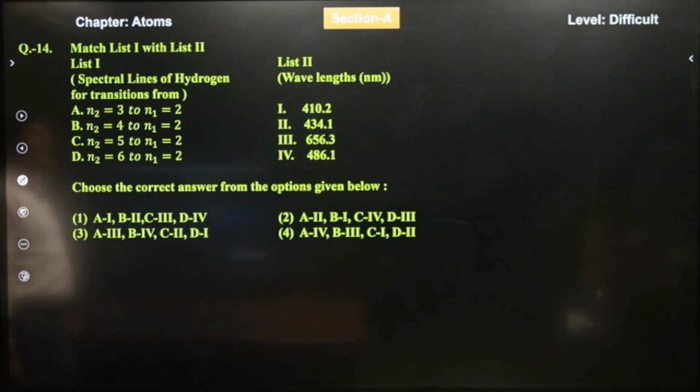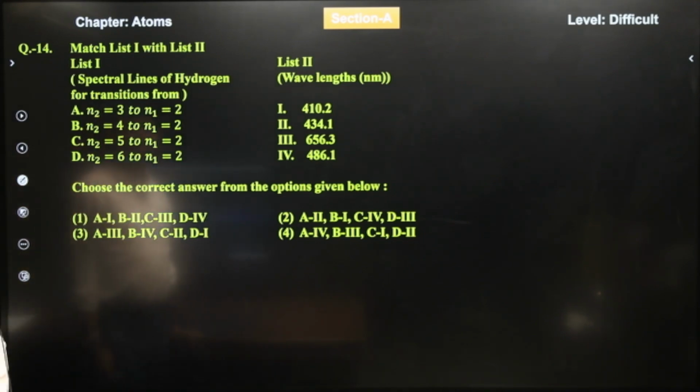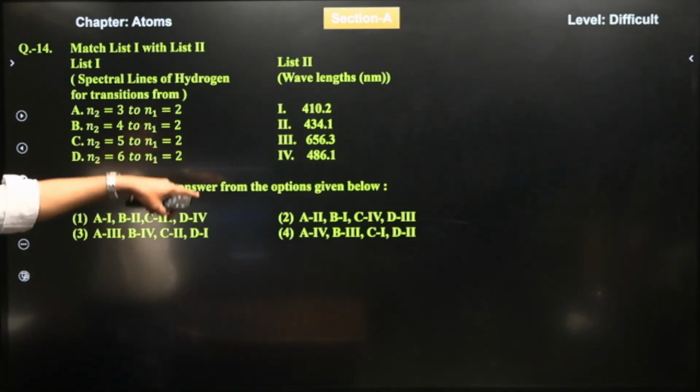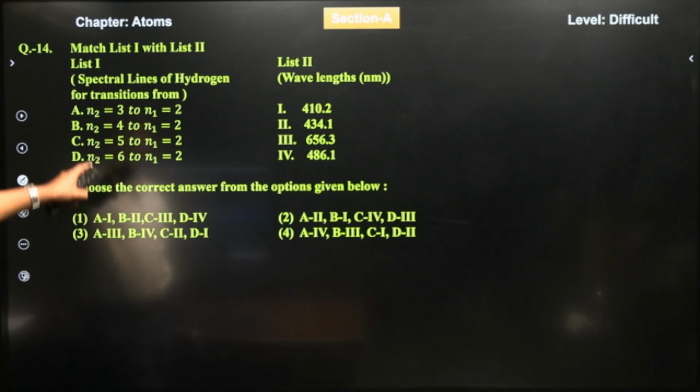Next question related to atoms. These type of questions you will find in chemistry also. Matching question. You are asked to find the wavelength of the spectral lines for the given transitions in hydrogen atom, right?